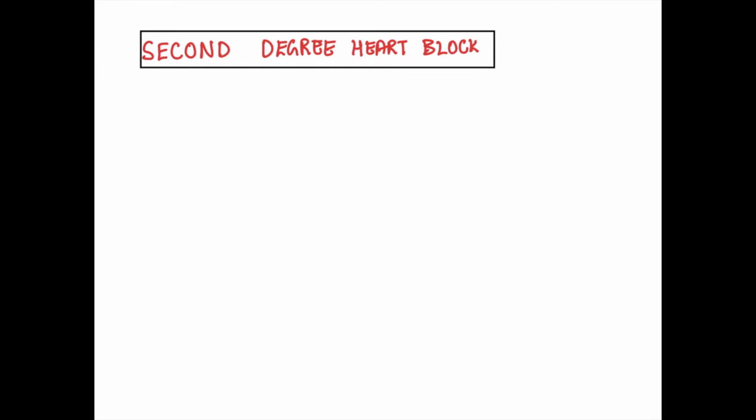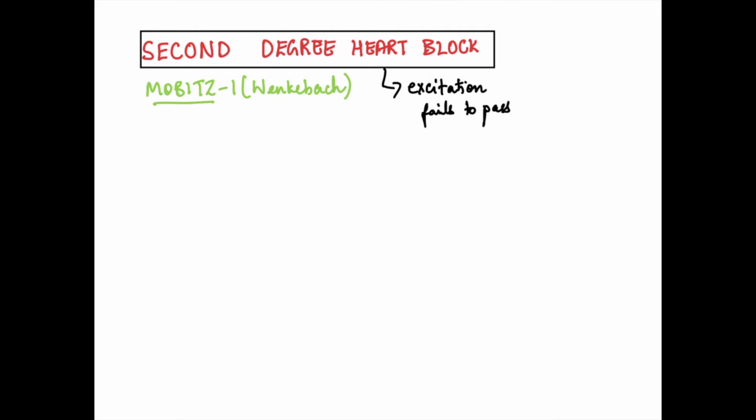So moving on to second degree heart block, there are two types. The first type is Mobitz 1, otherwise called the Wenckebach pattern. So what is a Wenckebach pattern? We know three bundles, right? In our ECG basics we studied Bachmann, Thorel, and Wenckebach. Wenckebach is from the SA node to the AV node, one of the bundles. In a second degree heart block, excitation fails to pass through to the ventricles.